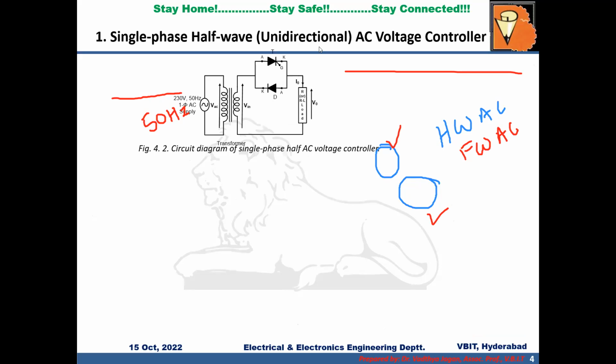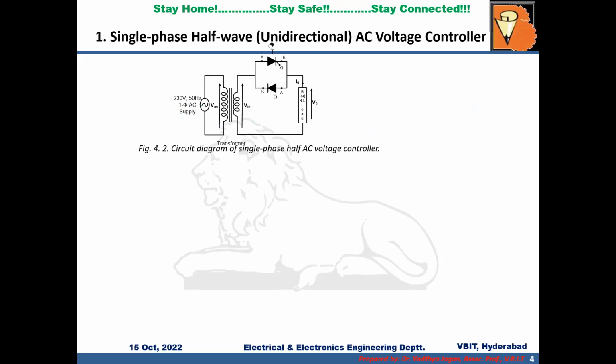First we'll go for single phase half wave AC voltage controller, which is also called unidirectional AC voltage controller. This is the circuit configuration. Here you can see a thyristor and a diode connected in anti-parallel to each other. One half cycle will be controlled by this thyristor T, and we cannot control the other half cycle because we are using an uncontrolled device here. If I use a controlled device here, then we can control the positive half cycle with T1 and the negative half cycle with T2. Since it is a half-wave AC voltage controller, we are using only one controlled device.